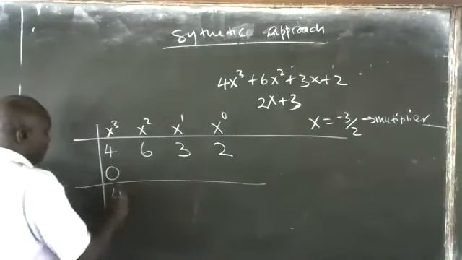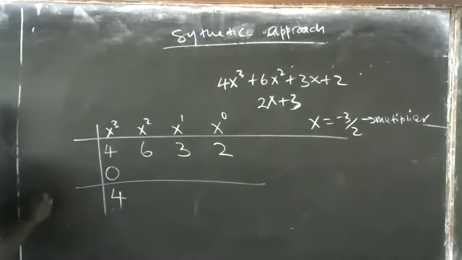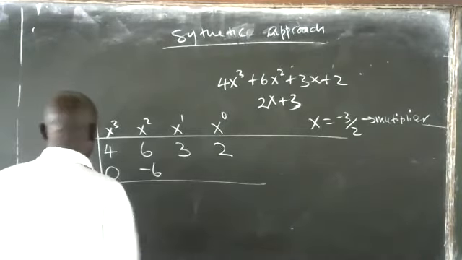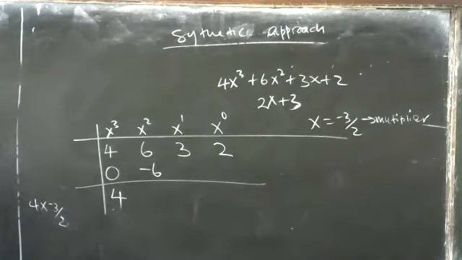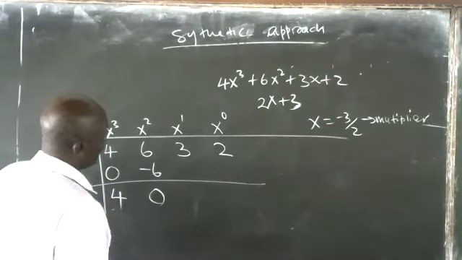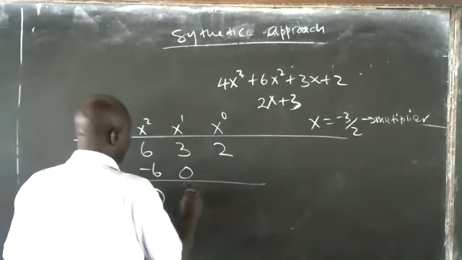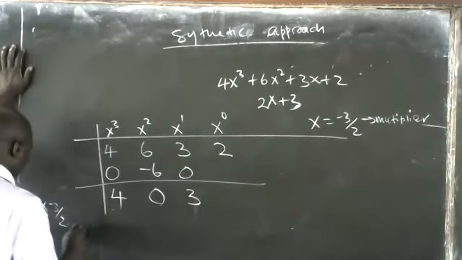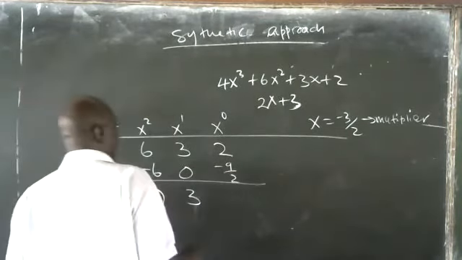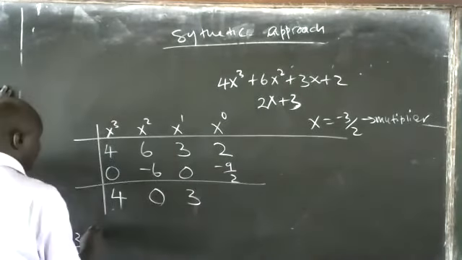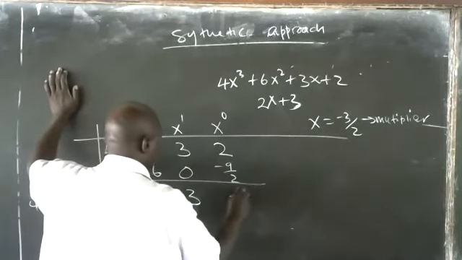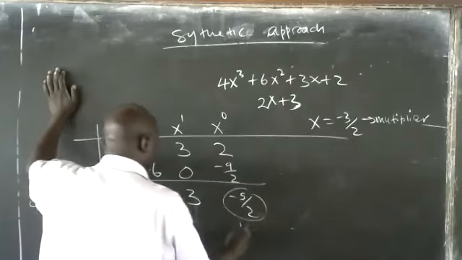Multiplier, we shall have here 4. 4 times negative 3 over 2 gives negative 6. Negative 6 when you add shall have a 0. 0 times negative 3 over 2 shall have a 0. You shall have 3. 3 times negative 3 over 2 gives negative 9 over 2. And when you add this, what shall we get? 2 minus 9 over 2, minus 5. So this is our remainder.